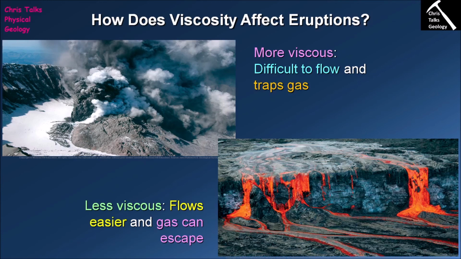So one more time, felsic and intermediate lavas, high viscosity, lots of dissolved gas, and so they're more likely to give us explosive eruptions. Whereas mafic lavas, lower viscosity, less volatiles, and so they are more likely to give us more gentle, less explosive eruptions. So they're more likely to produce lava flows rather than pyroclastic material.